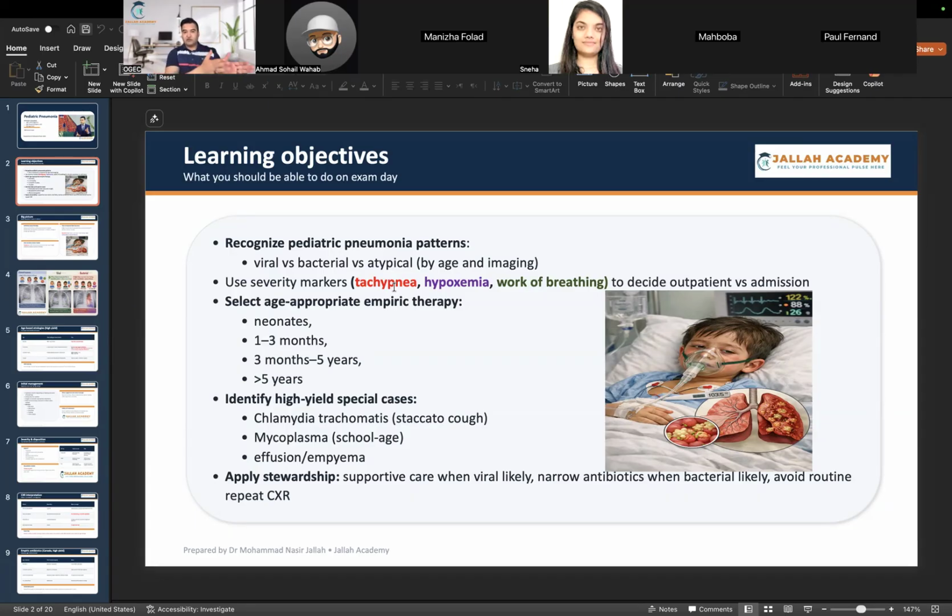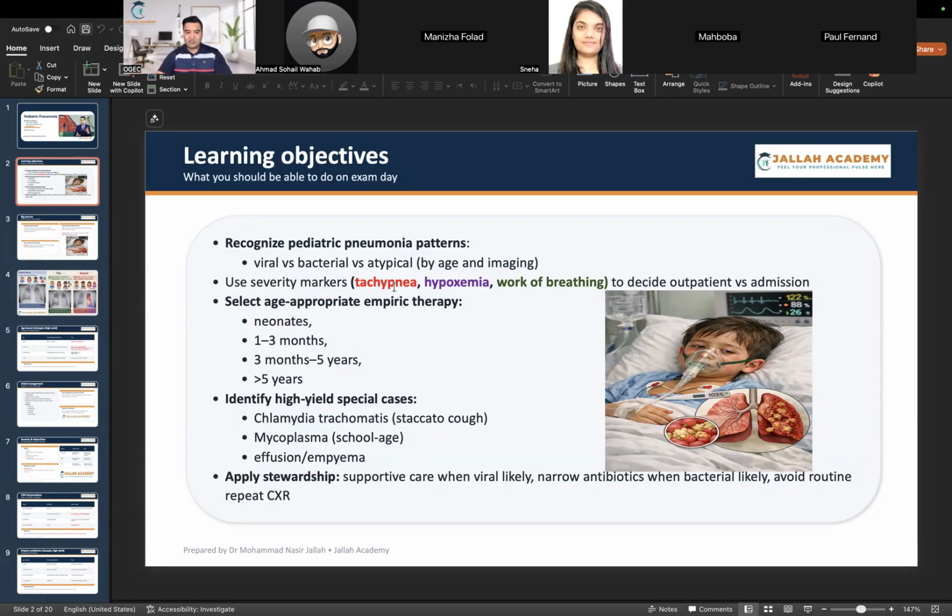Again, if you know the tachypnea, hypoxemia, and work of breathing, then you would be able to approach the patient in a very healthy way. It means you would be in a better position to decide, should I treat the patient as an inpatient or as an outpatient? Obviously, if the patient has a respiratory rate above 30 and the patient has pneumonia, I will admit the patient.